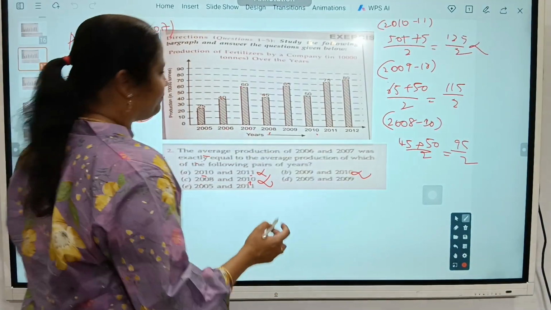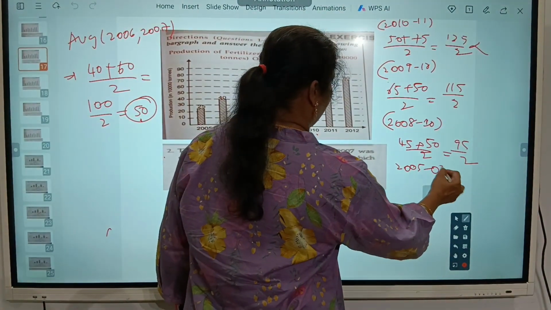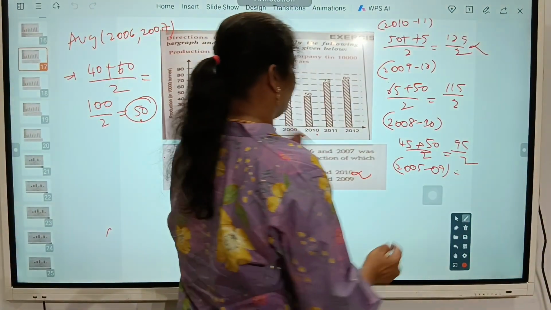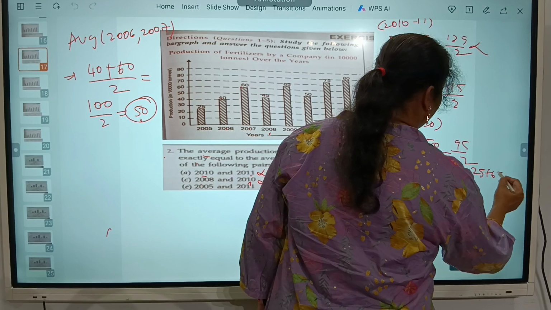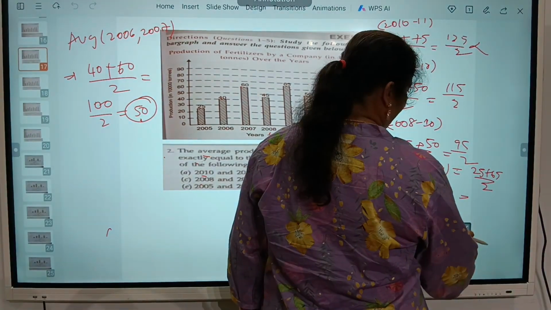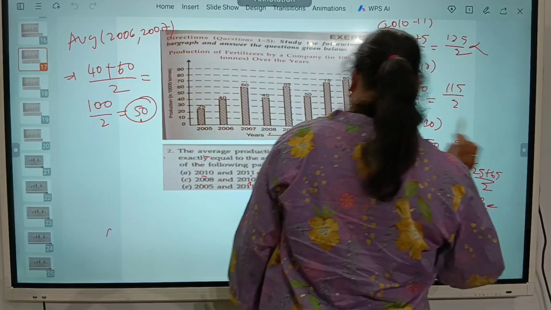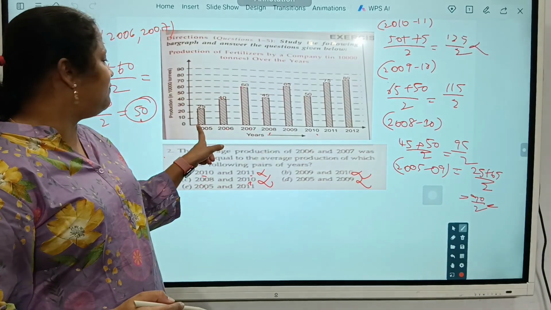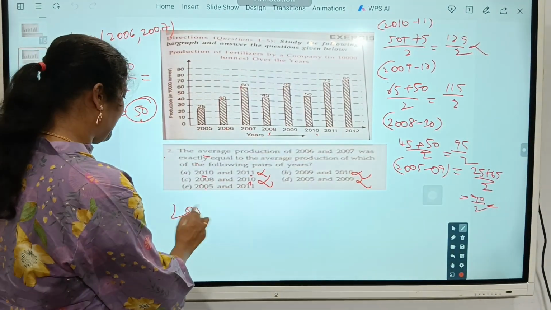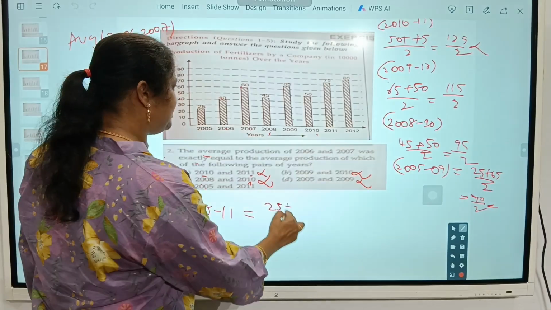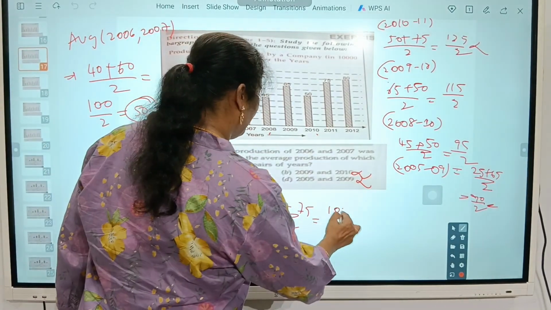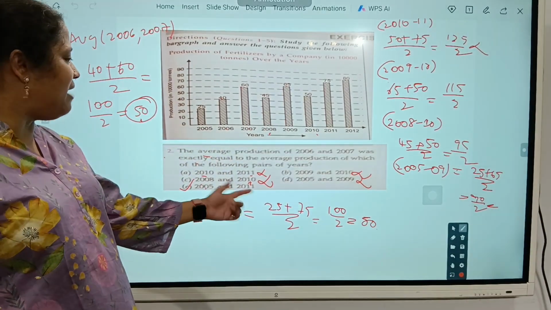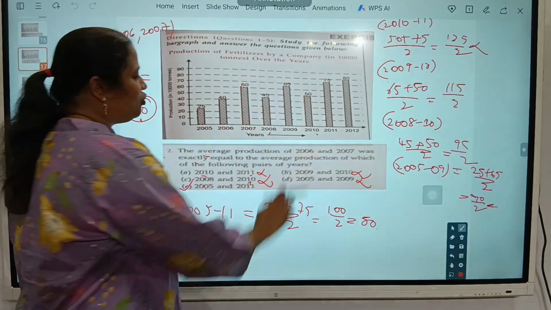Again D, you will do 2005 and 2009. 2005 is 25, 2009 is 65. 25 plus 65 by 2 comes to around 90 by 2, 45. So this is not the answer. Now we will make 2005 and 2011. It is 25 plus 75 by 2, 100 by 2. It is again 50. So the answer is E. For 2005 and 2011 the average is the same as 2006 and 2007. Now we will move to the next question.